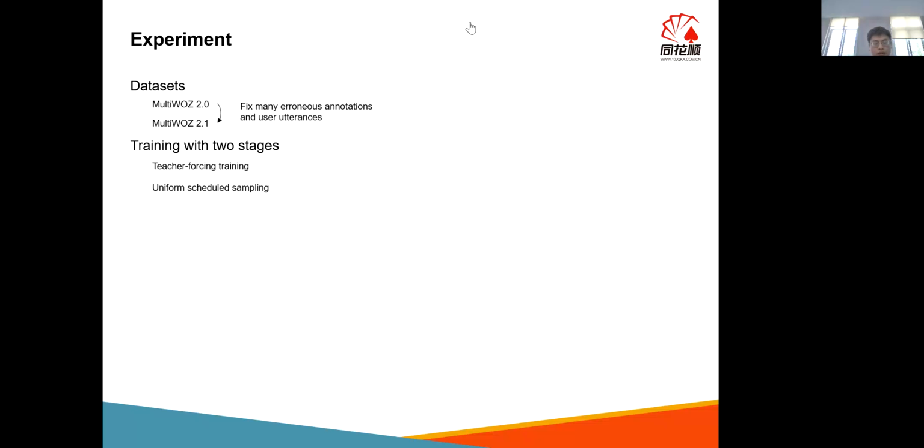Since we introduced the previous dialog states in the net, we train our model in 2 stages. The first is the teacher forcing training. In this stage, the previous dialog states are all from the true label. The second is the uniform schedule sampling, which uses half of the previous dialog states from the true label and half from the actual prediction. The general performance in our evaluation is the joint accuracy on the above 2 datasets.